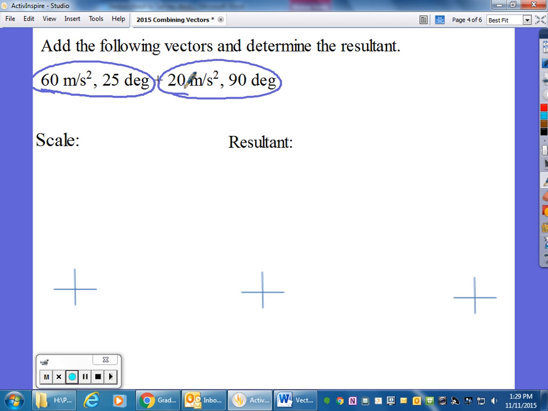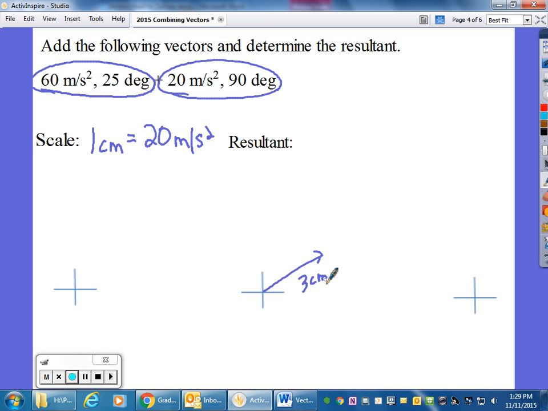So for this one, I would go ahead and create a scale that's 1 centimeter equals 20 meters per second squared. And then I would just divide 20 by that, and so I would create this line, and just for fun I'm going to put that line over here now. So I'm going to create this line, 3 centimeters long at 25 degrees, so it's going to be somewhere like over here. I didn't measure anything, and it's going to be 3 centimeters long, because it's 60 divided by 20, so that would be 3 centimeters long.